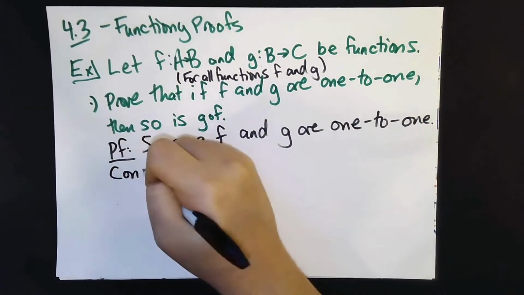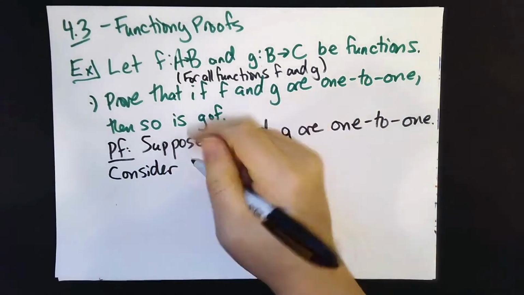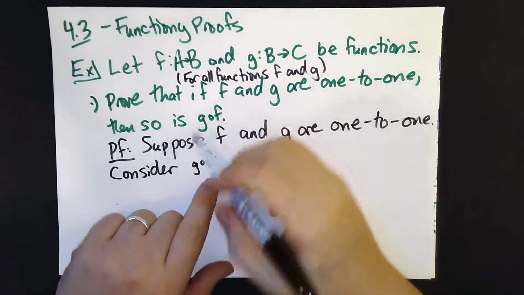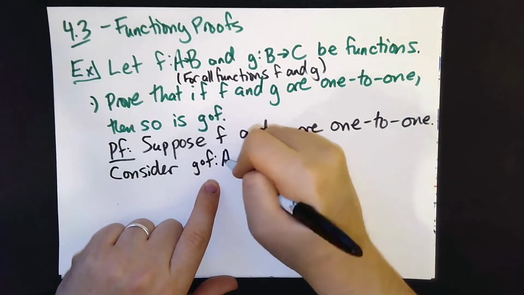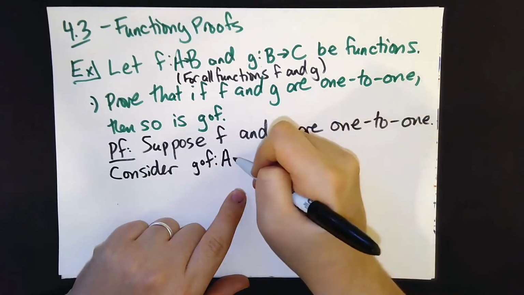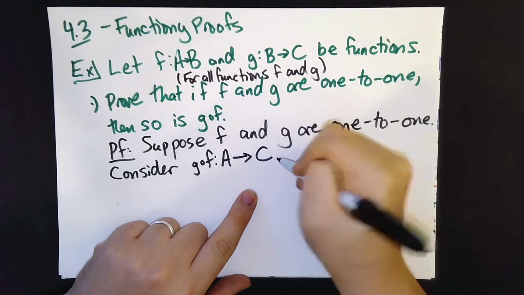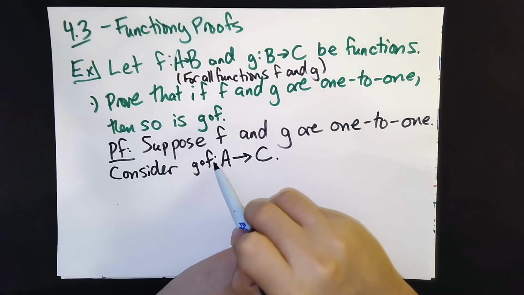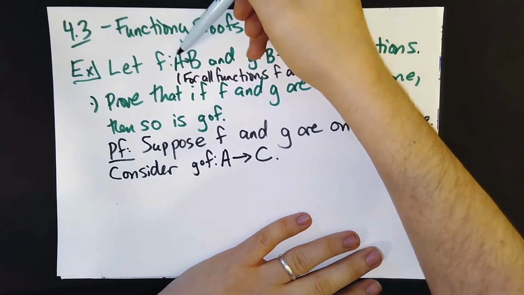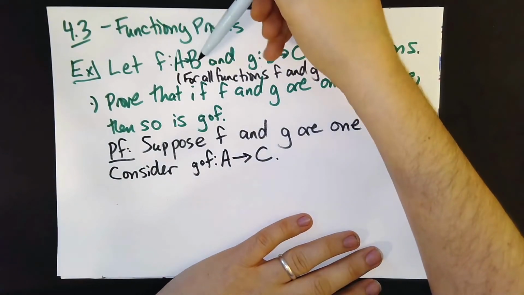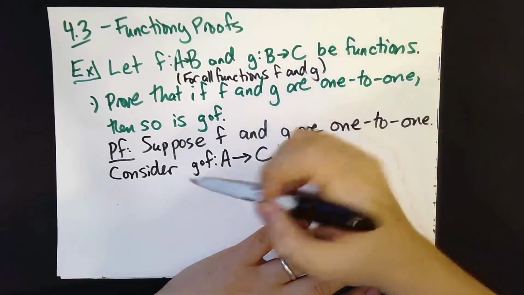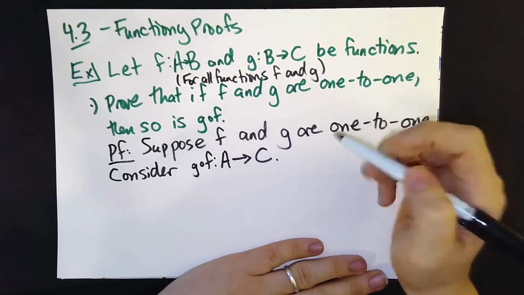Now I'm going to consider g of f, and I'm going to write down the domain and codomain of g of f, just because that's going to be important. g of f takes in elements of A, and it outputs elements of C. Remember, the first thing I do is apply f, which takes in an element of A and spits out an element of B, but then I put that element of B into g, which then spits out an element of C. So that's why this is from A to C.